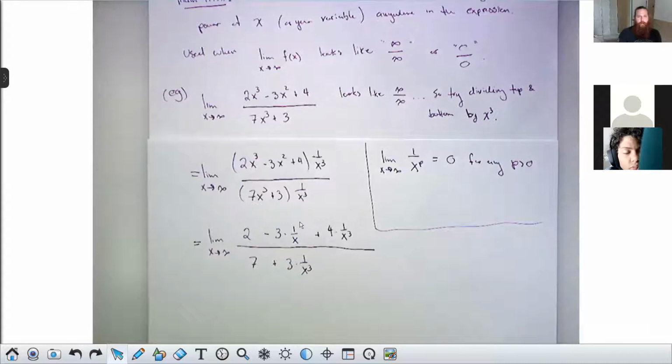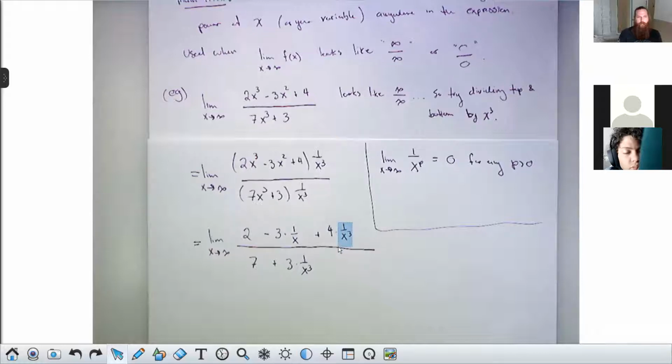Then, according to my limit laws, I can take the limit of this stuff and the limit of this stuff separately. This is a constant. It will just go to 2. What does this piece do as x goes to infinity? Try and get a little bit of participation. What's the limit as x goes to infinity of 1 over x? Yeah, it's 0, right? The x is going to infinity. 1 over infinity is 0.